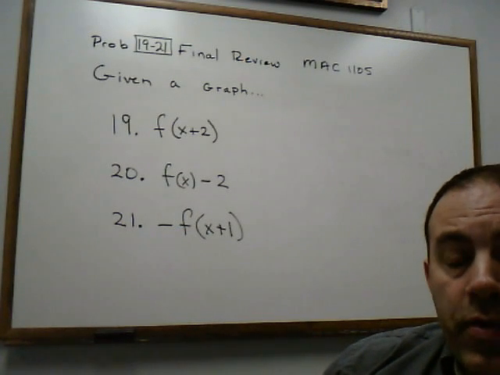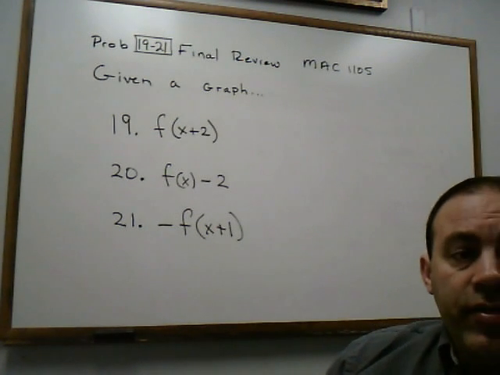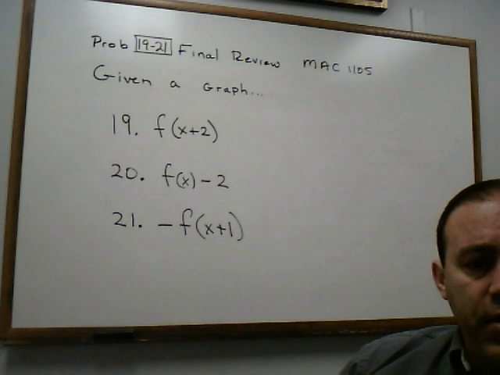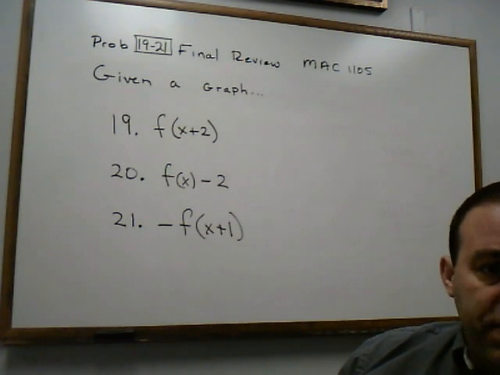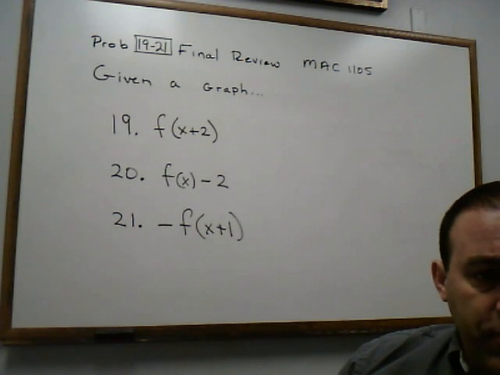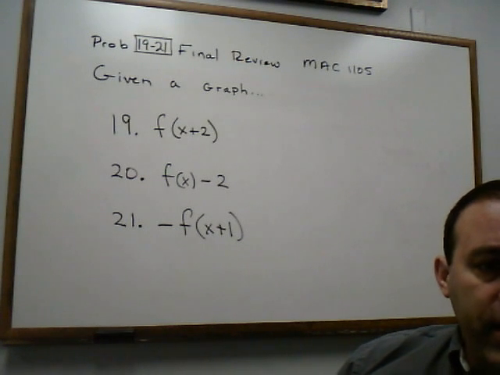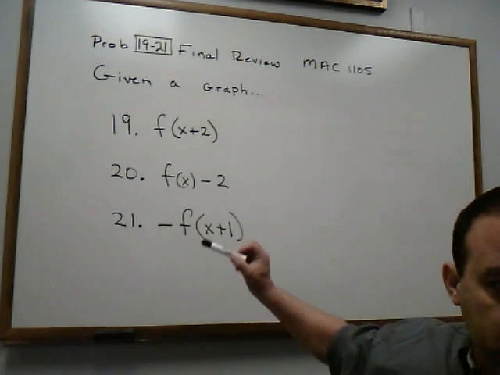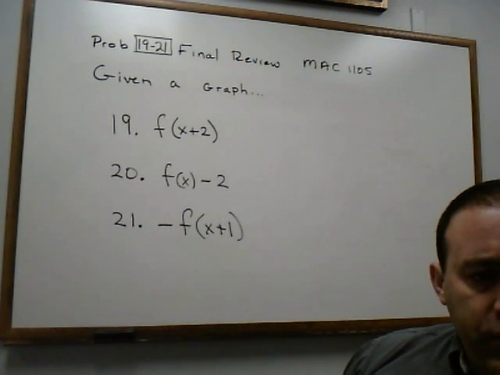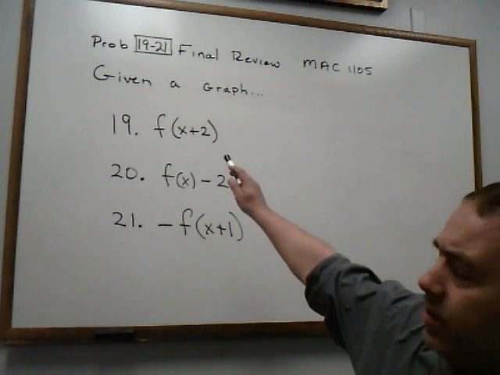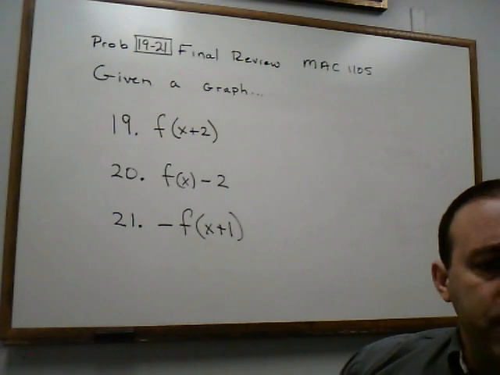Problems 19 through 21 on your college algebra final exam review are a lot like problems 11 through 16 in that they're focused on horizontal and vertical shifts and transformations. Instead of being given a function and being asked to write an equation for a shifted function, however, we're given a graph and we're asked to identify what each of problems 19, 20, and 21 is going to do to that original graph. In other words, our focus right now is on the given function notation and dissecting what that function notation is telling us.